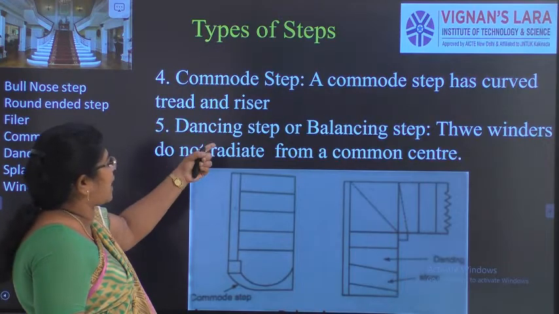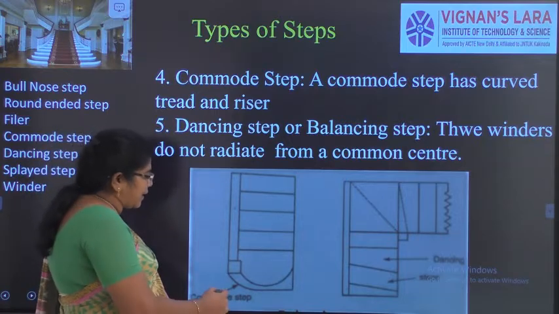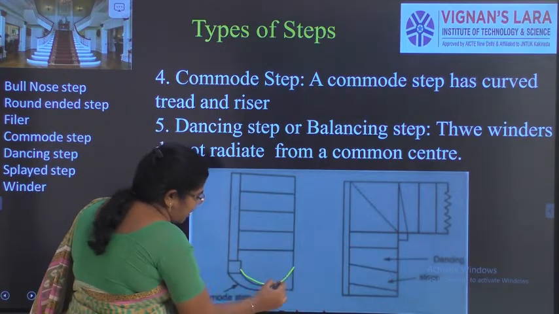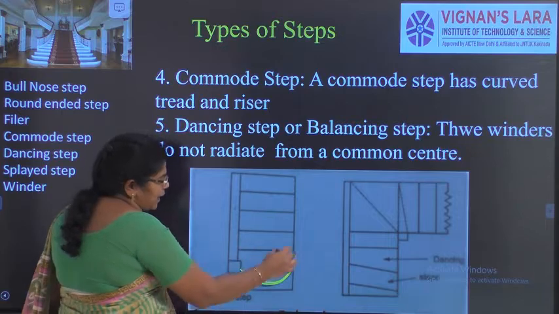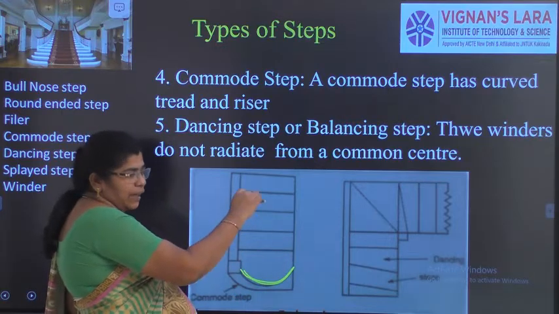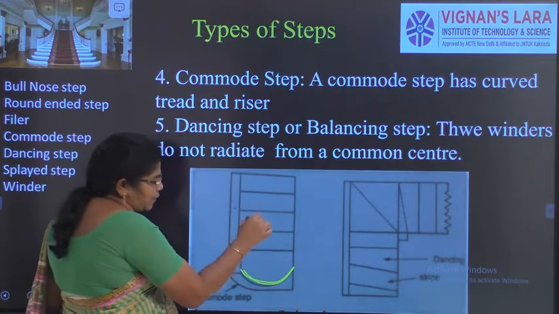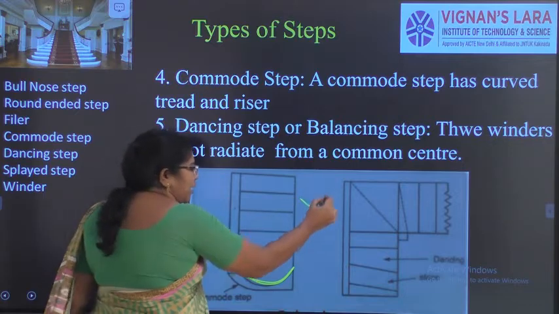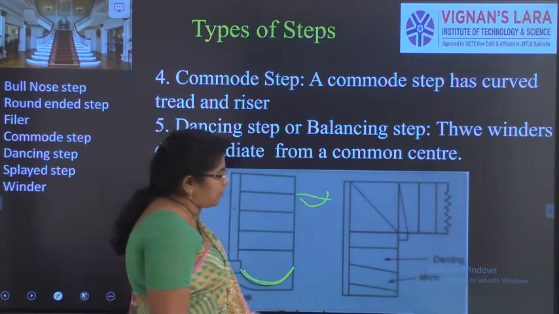Then the next one is a come out step, with a curved thread that rises. Even this one is curved; we call it a come out step. The rises will be a curved step. If the rise is a curved one, then automatically the thread will also be a curved one.